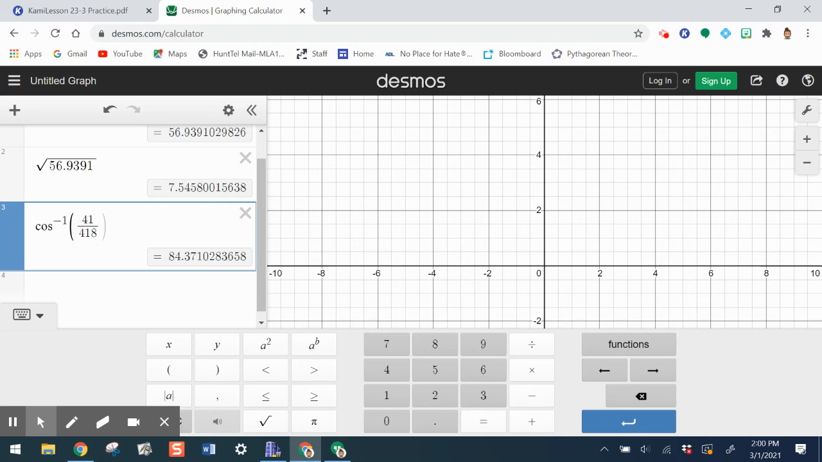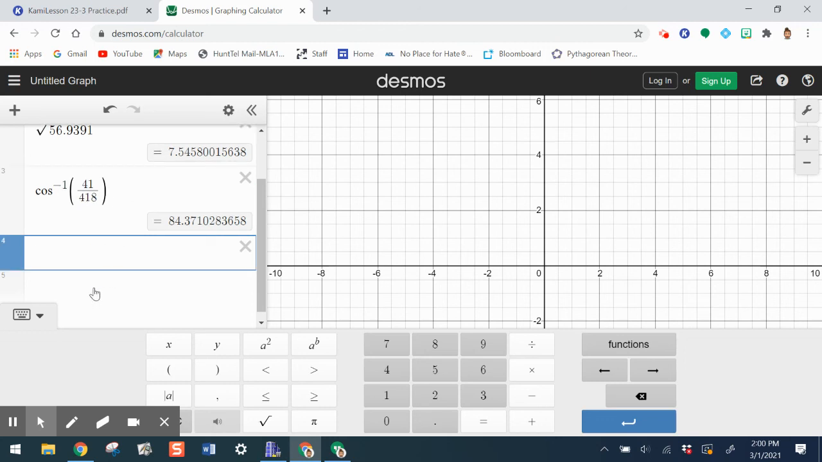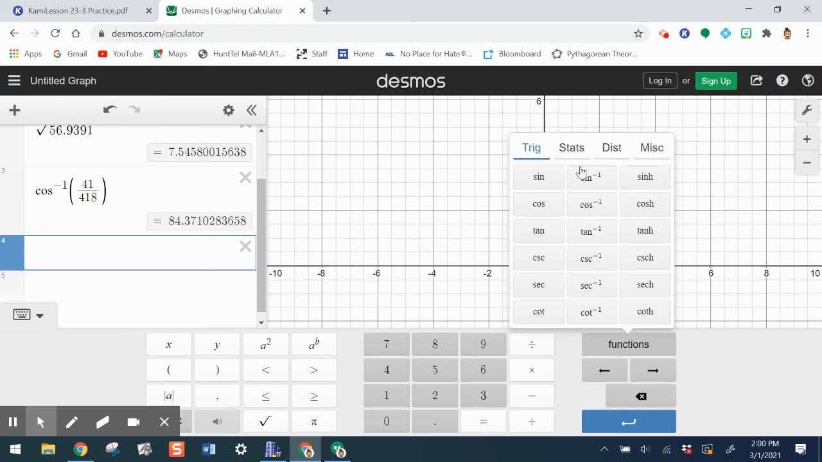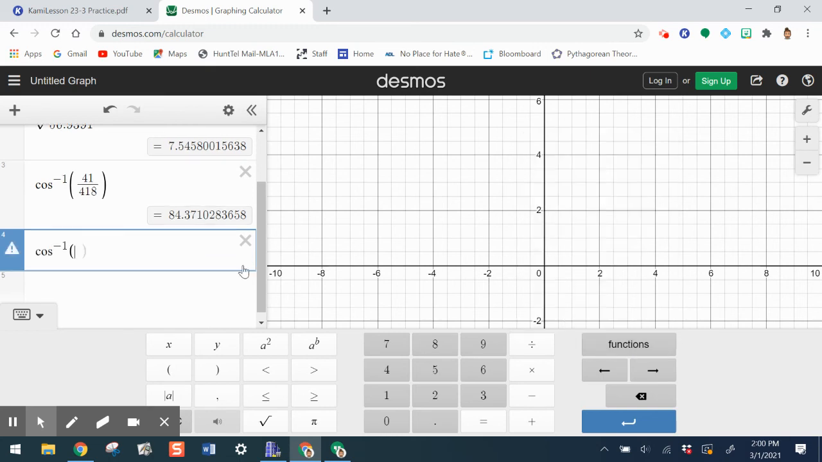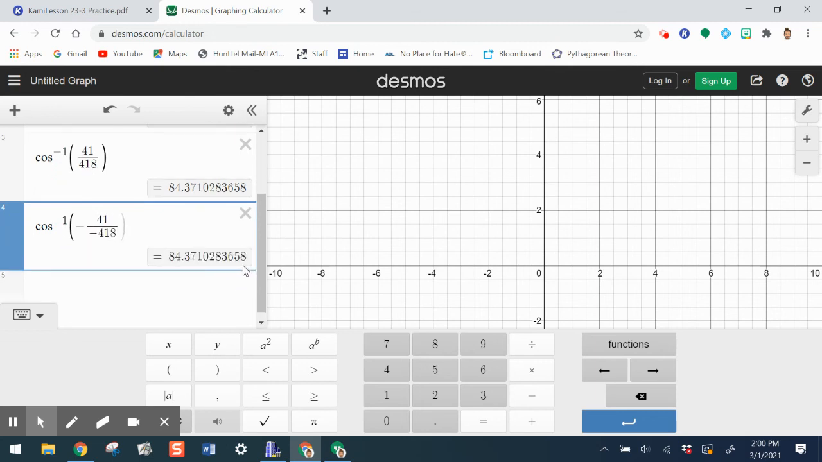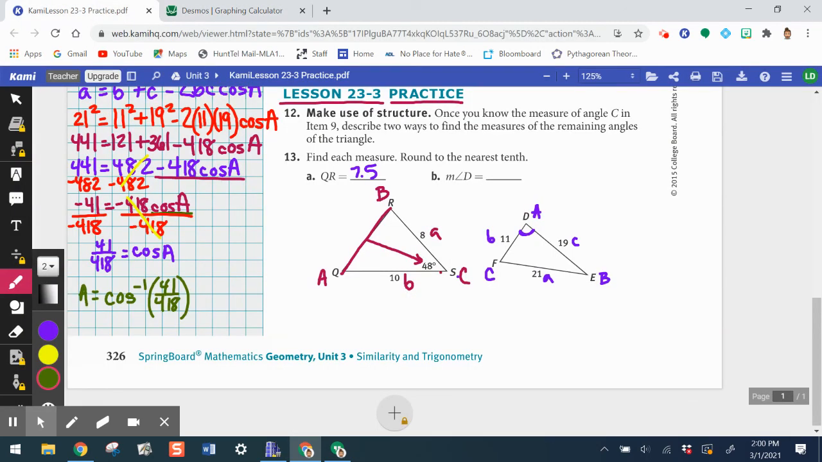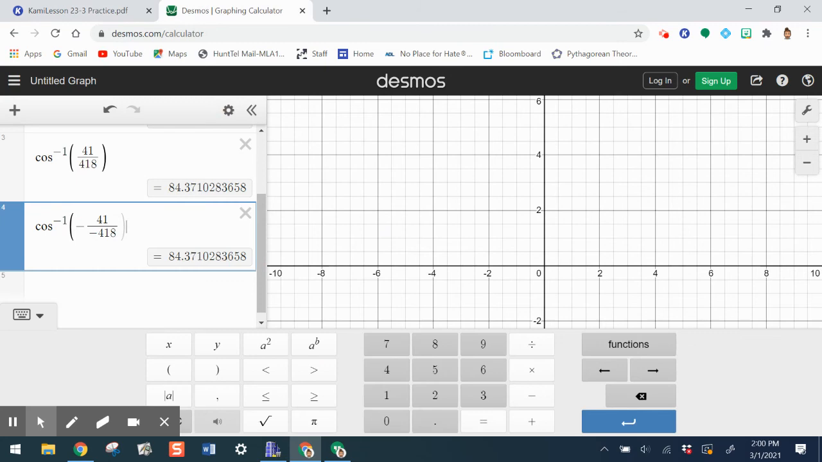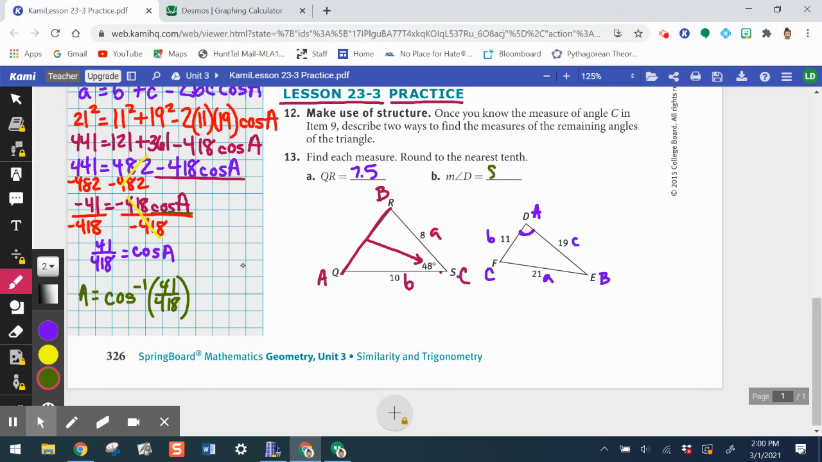I want to go and show you that if you left the 41 or the 418 or both of them negative, it's not going to affect our answer because it's what's known as an equivalent fraction. So negative 41 divided by negative 418, and we get the same answer. So don't get thrown off by that. But again, it has to be negative for both 41 and 418. So the measure of the angle we were looking for is 84.4 degrees.